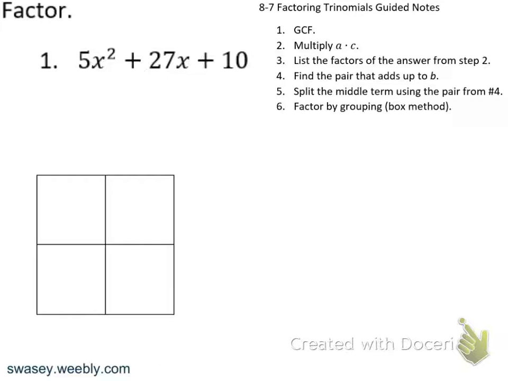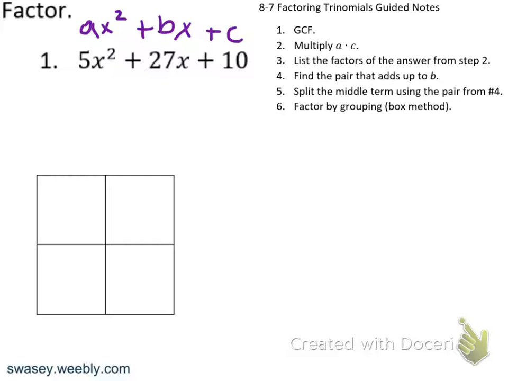Now, all of these will be in this form: ax squared plus bx plus c. Some of them may use a different letter instead of the x's, but it'll be in that form. If it's not in that order, we'll rearrange it first.